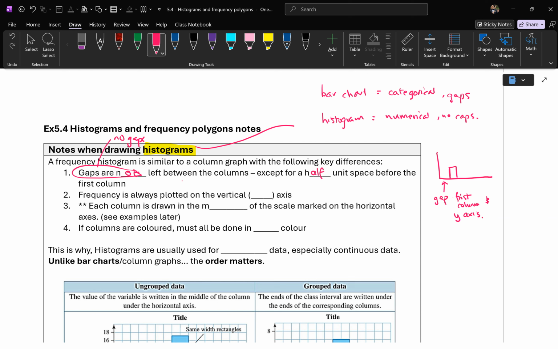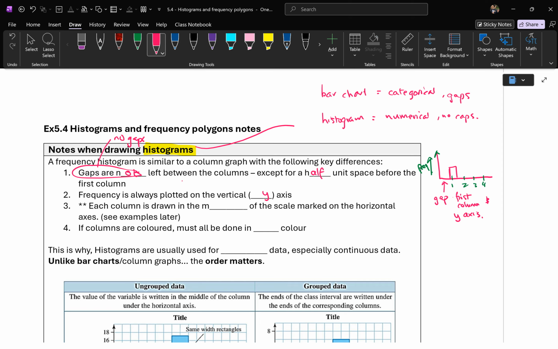Frequency is always plotted on the vertical axis. So here you're always looking at frequency. I'll just write freq for frequency. That means numerical data is only one set of data, the number of data you're looking at. For example, what's numerical data? The number of siblings you have. So you can have 1, 2, 3, 4, etc. I know that's discrete, and so you can actually draw them separately as well. Frequency is always plotted on the vertical y-axis.